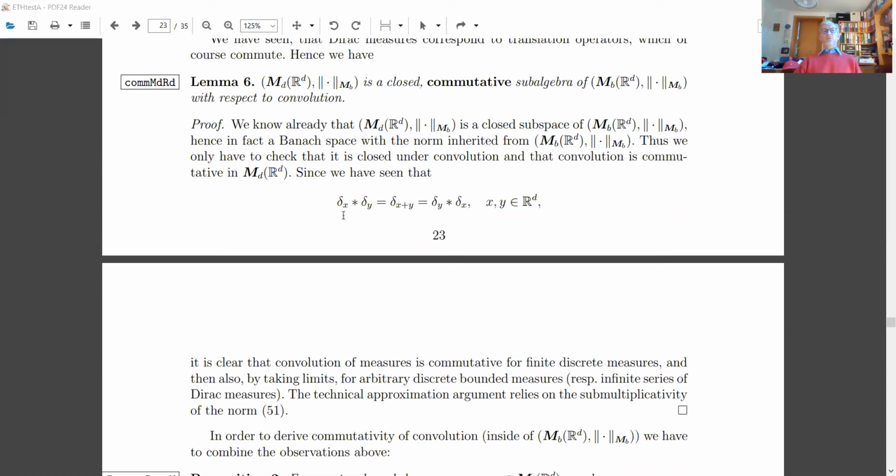And that's why for Dirac measures, the convolution, or the composition of translation operators, doesn't change if you change the order. Of course, you do this for finite linear combinations. You're taking limits and you're doing it for infinite linear combinations. So for infinite discrete bounded measures there is no problem. That's why we have this statement.